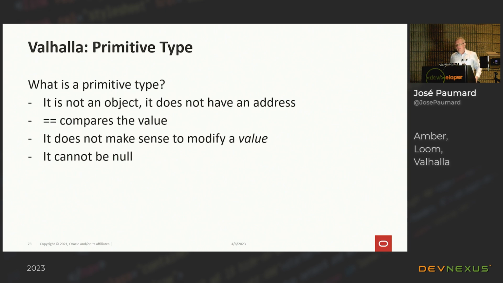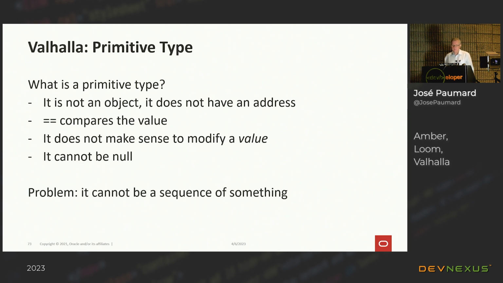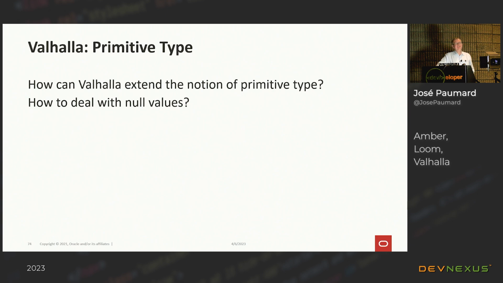Right? But there is some more. It cannot be null. When you declare an array of int, you cannot put a null value in it. Man, that's embarrassing because an object can be null. A reference to an object can be null. So how can Valhalla extend this notion of primitive types to value objects? The real question turns out to be how to deal with null values. A primitive type cannot be null. So if you want an object to be seen as a primitive type, it means that it cannot be null either.